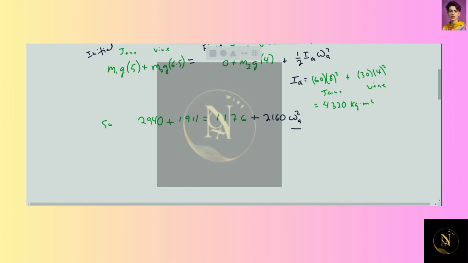Okay, and let's see. I don't think I need another intermediate point, but it does help to check out what I'm doing. And I'm getting omega A is approximately 1.30 rads per second. A little bit higher than that, but that should be good. Let's get the units in there. Radians per second.